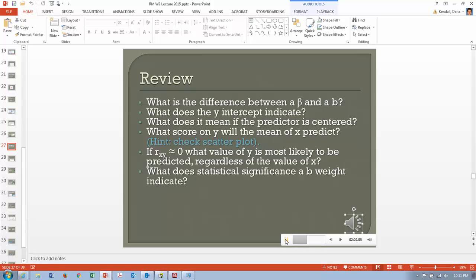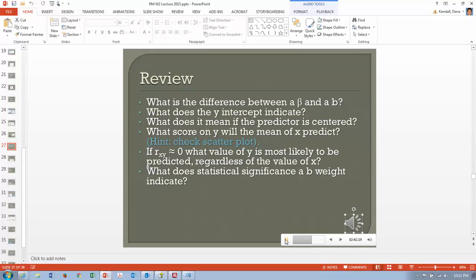The second question: the Y-intercept indicates the expected value of the DV when the predictor is at 0. And if we center it, or if we standardize the predictor, then that makes the mean 0. So it's the expected value of the DV when the predictor is at its mean, and oddly enough, it will always be the mean of the DV as well. So that's kind of cool. Centering is very helpful. What score on Y will the mean of X predict?